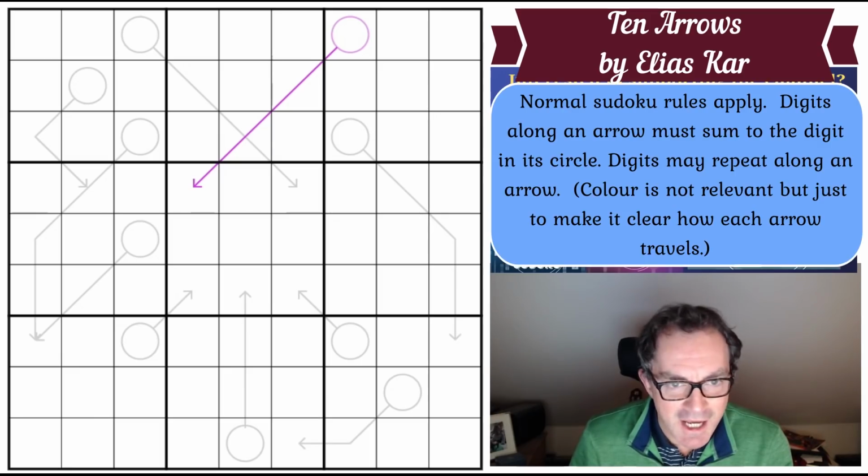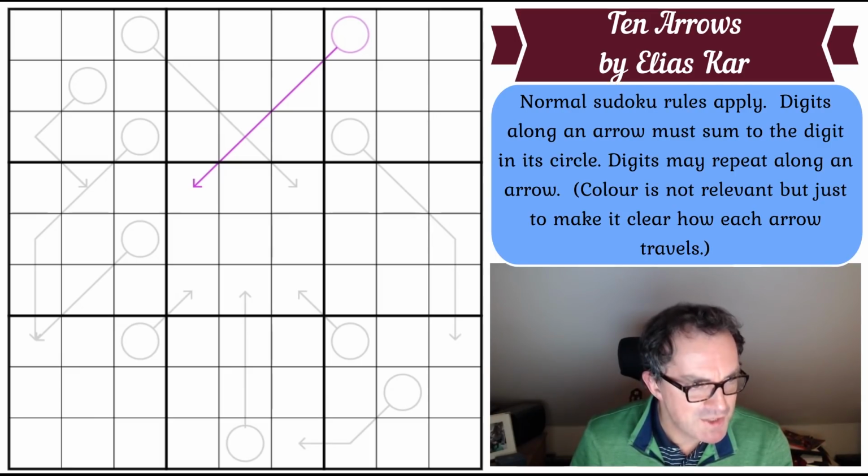Now, what are the rules of Elias Kar's puzzle? Let me read them to you. Normal Sudoku rules apply. Digits along an arrow must sum to the digit in its circle. Digits may repeat along an arrow.